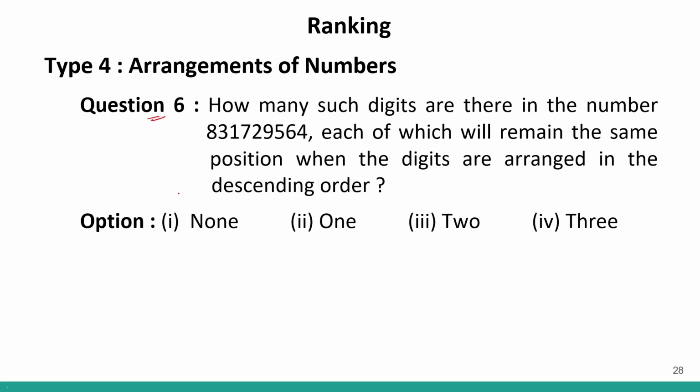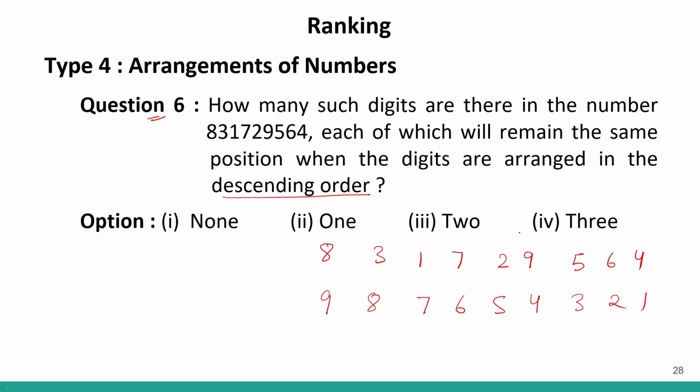Now, question number 6. Question number 6 says, how many such digits are there in the number, each of which will remain in the same position when the digits are arranged in descending order? So how many digits are there? 8, 3, 1, 7, 2, 9, 5, 6 and 4. These are your digits. We have to arrange them in descending order. So if I arrange them in descending order, I will get 9, 8, 7, 6, 5, 4, 3, 2 and 1.